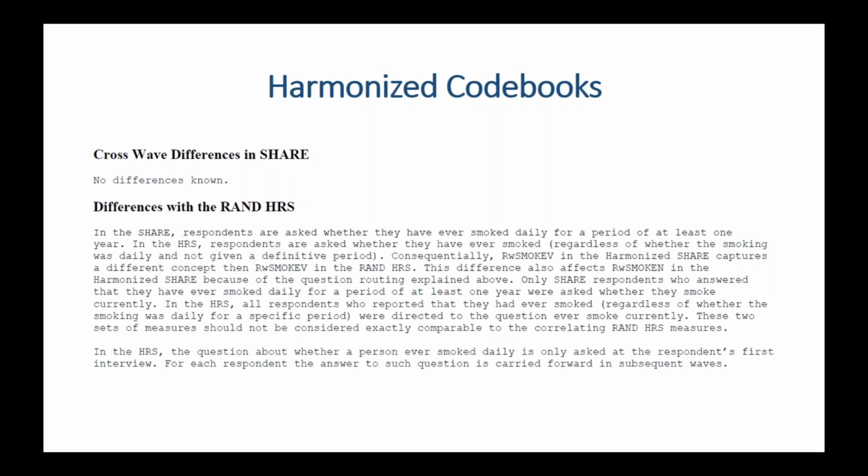So they're capturing something a little bit different. In this case, we didn't consider them different enough to change the variable name. You'll notice that the variable we mention here in the RAND HRS is the same variable name as we use in the harmonized SHARE. But we want to let you know about this slight difference because, of course, what is asked in SHARE is only going to capture people who smoke daily. But what is asked in the HRS might be if someone smokes occasionally or socially, they would answer yes. So depending on what you're trying to look at and measure, you might get something a little different. It's really important to be aware of these differences.